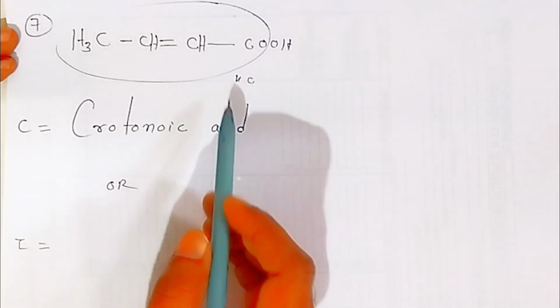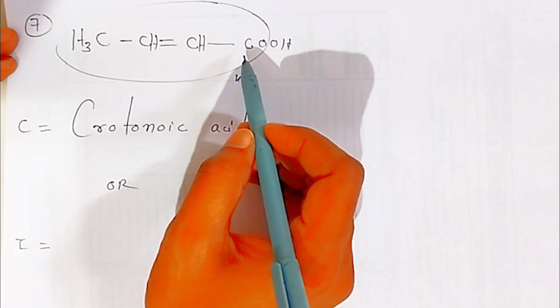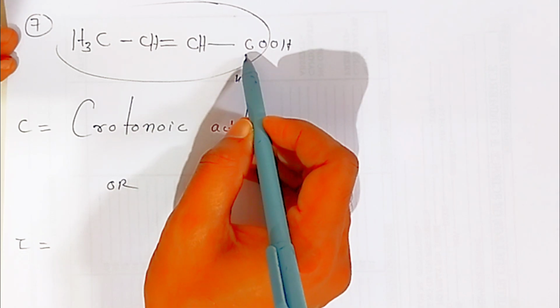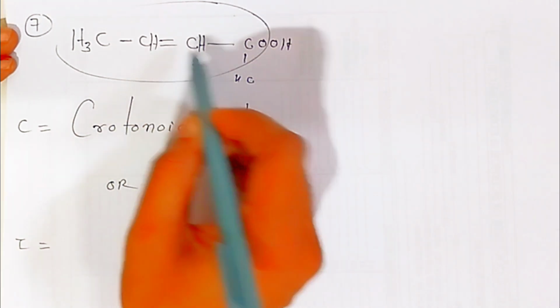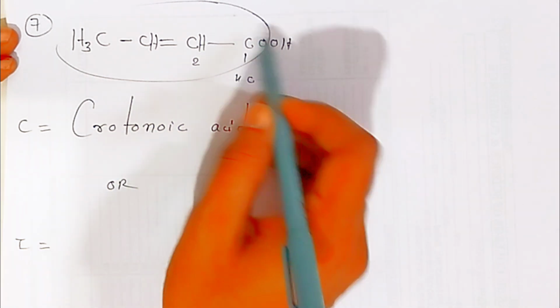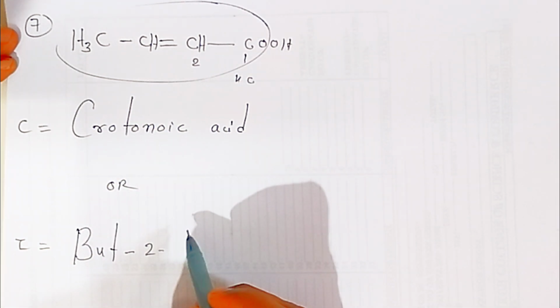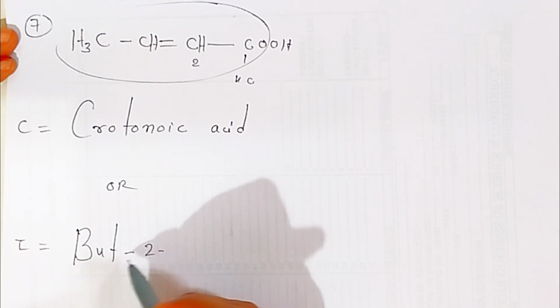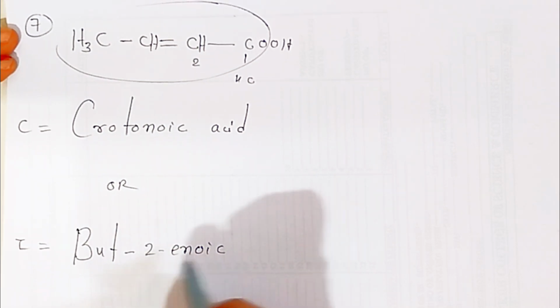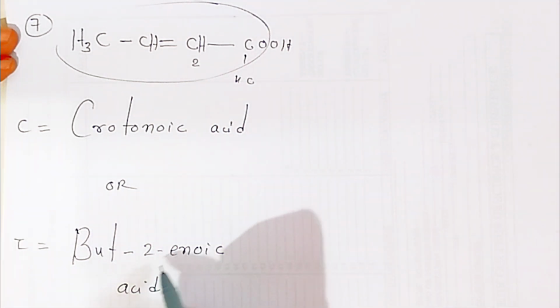4 carbon. Now, students, at carbon number 2 you have a double bond. If this is carbon number 1, then at carbon number 2 you have the carbon-carbon double bond, so we call it but-2-enoic acid. Total 4 carbons, so we will write but-2-enoic acid. Understanding, students? So which type of acid is it? It is nothing but but-2-enoic acid.